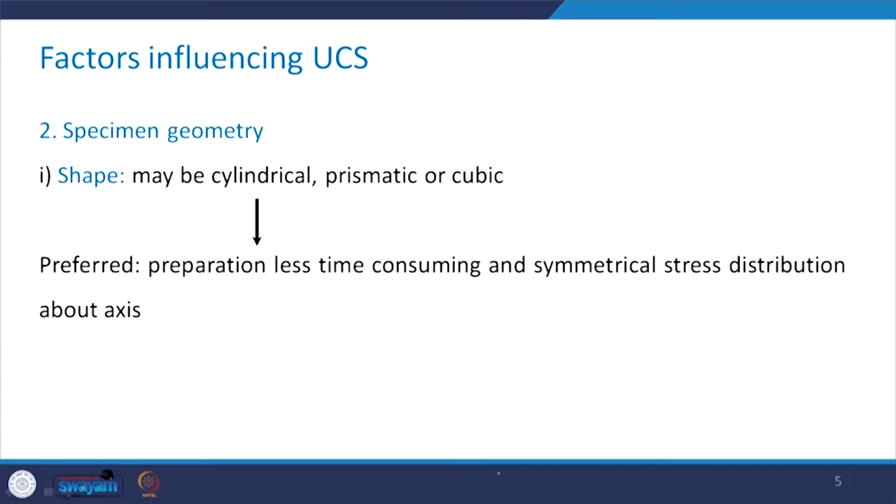Next is specimen geometry. In the specimen geometry, the first thing is shape. The shape of the specimen can be cylindrical, prismatic, or cubic. Regular specimens we are talking about. Now, cylindrical specimens are preferred because their preparation is less time consuming and the stress distribution about the axis is also symmetric. That gives a throughout uniform stress distribution, and therefore cylindrical specimens are preferred.